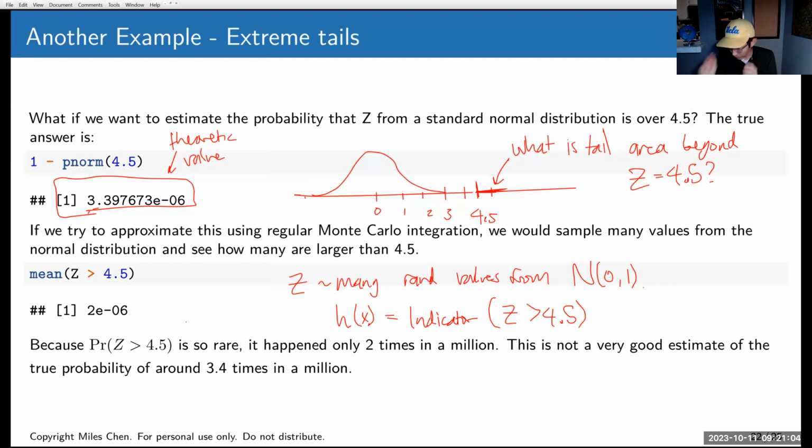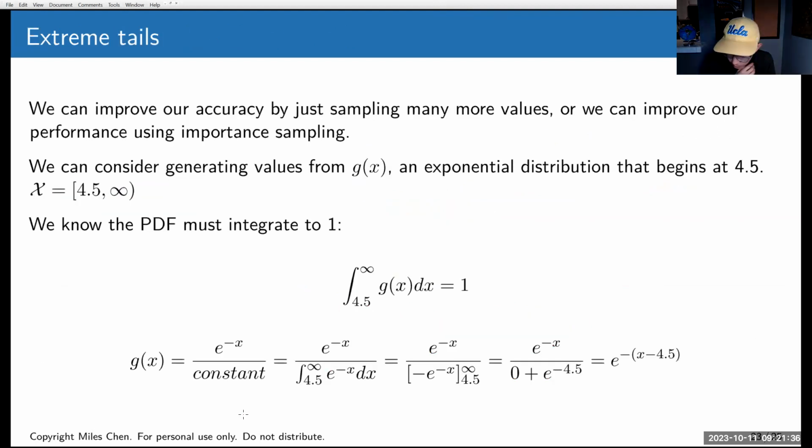And the true value should be 3.397 times 10 to the minus 6. So what can I do to try to estimate this quantity? All right. So classical Monte Carlo integration, theoretically it works, but even after generating a million values, my answers aren't going to be super precise, because it's going to be something like 3 or 4 or 5 or 6 out of a million. Okay. So what we can do instead is we can generate values from a distribution that is going to produce more values that are greater than 4.5. Okay. So yeah, we can improve our accuracy just by sampling even more values, and that would work.